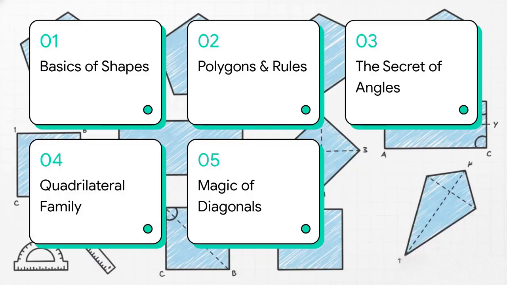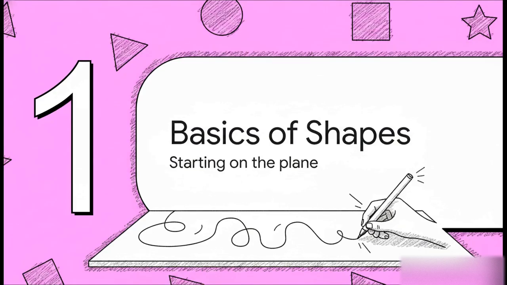Okay, let's dive into this roadmap. We're going to start with the basics of shapes, then step up to polygons and their specific rules, and uncover the secret of angles. After that, we'll explore the quadrilateral family, and finally wrap it all up with the magic of diagonals. Section 1. Basics of shapes.